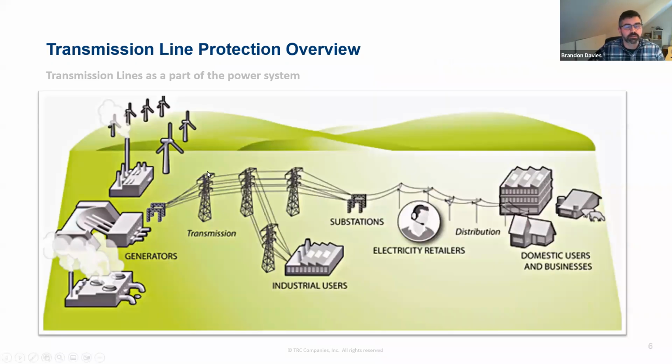So if we look at a simplified view of the power system here, and this is very much oversimplified, but really we've got generation. This is where our power is coming from. It could be wind or solar. It could be hydro facilities, nuclear facilities.